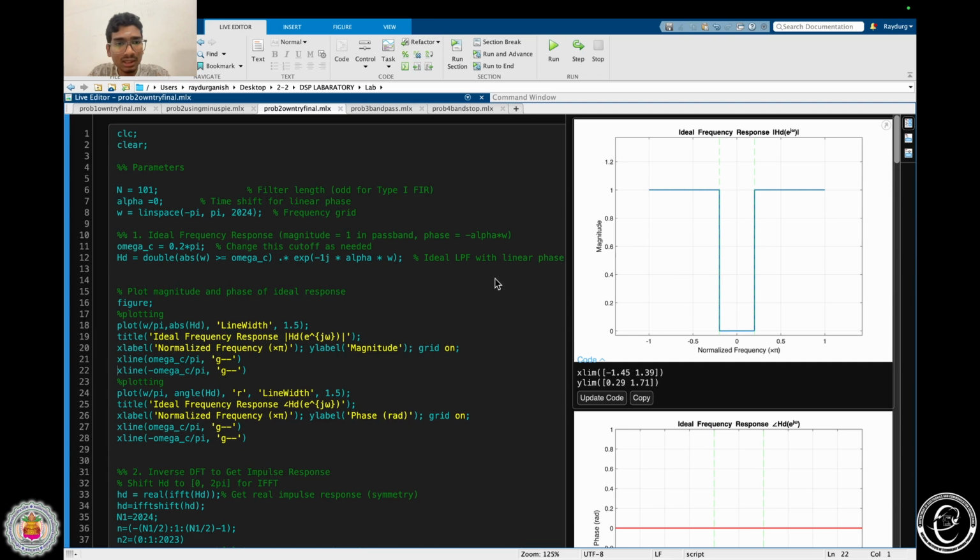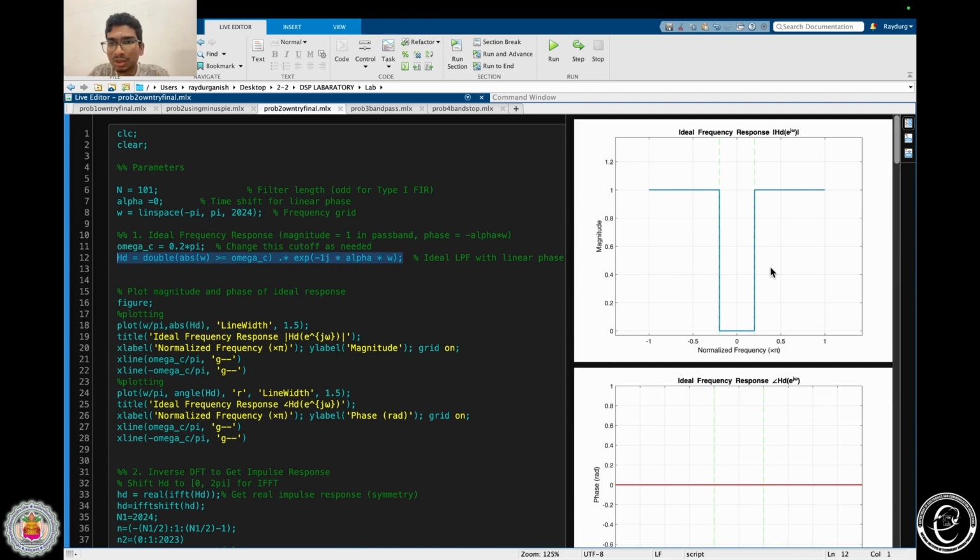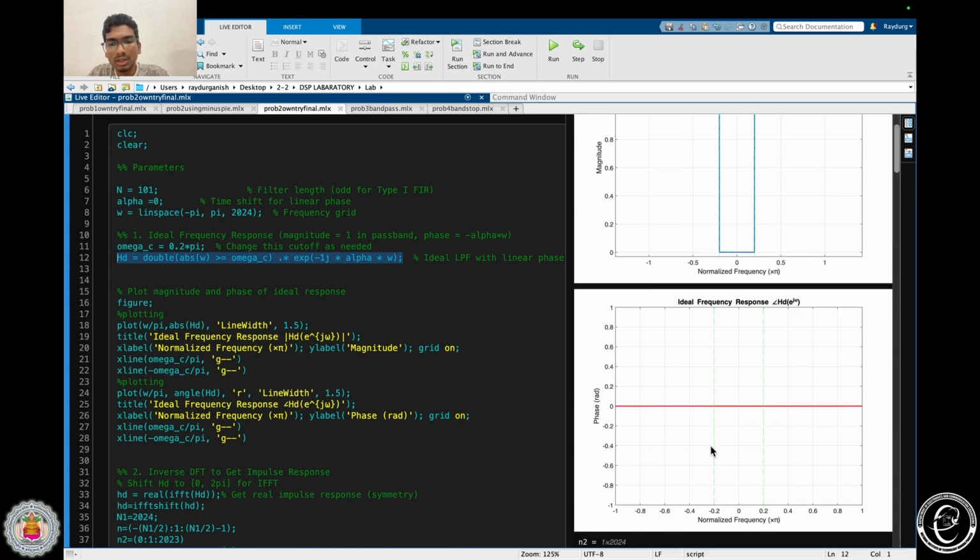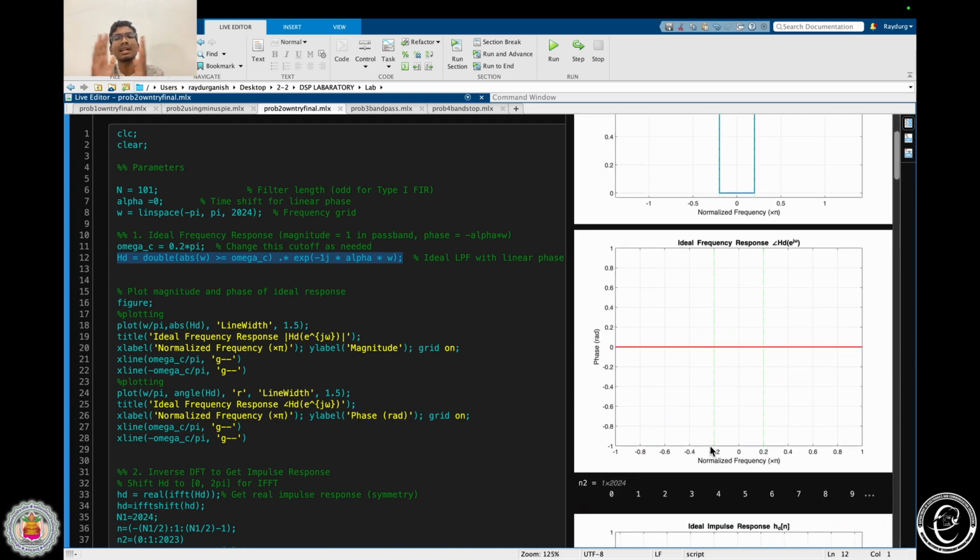So here you can see this code corresponds to the ideal frequency response of the high pass. Here it is the pass band, and here it is the stop band. Here I have taken alpha equal to 0, so it is centered around the alpha. If you take alpha equal to some 10 or 100, you need to be careful while extracting the impulse response from the time domain. Like you should take the samples.